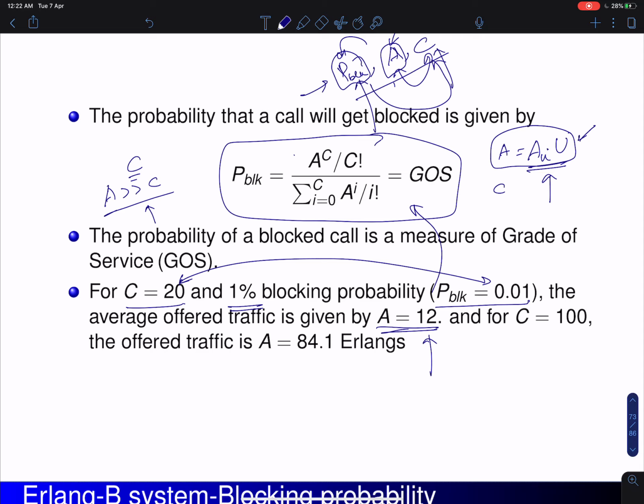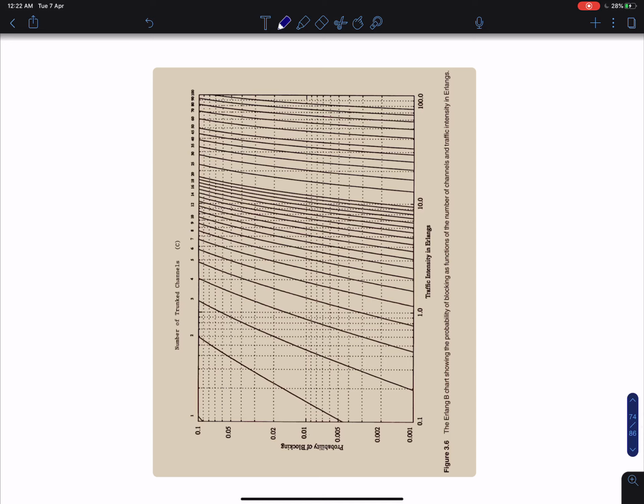Okay, and get that value of A. So the Erlang-B chart will look something like this. I'm sorry if this is a little tilted. I'll just use this to explain it.